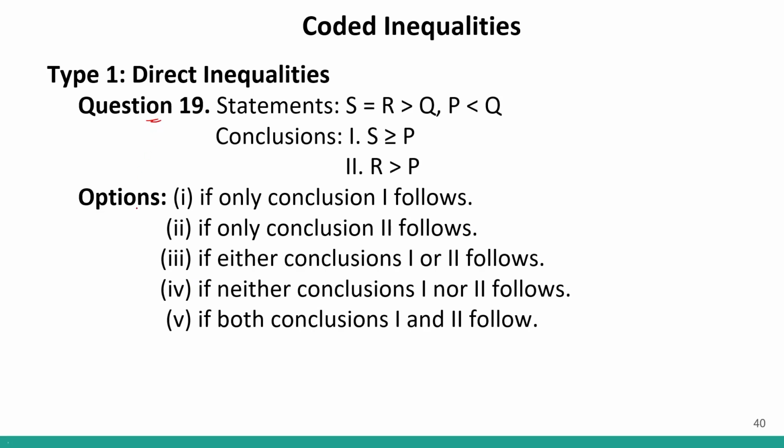Question number 19, statements and conclusions. So S is greater than or equal to P. That means we will move from S to P. I can see if I combine this, I can see S equals R. R is greater than Q and Q is greater than P. Correct? So based on this information, I can say that S is greater than P, but I cannot conclude that S is greater than or equal to P. Correct? So this will be false.